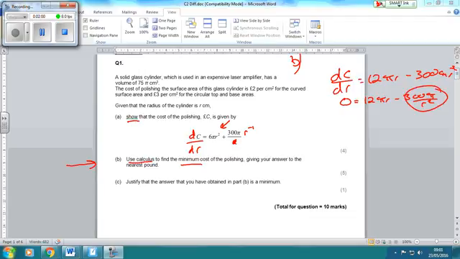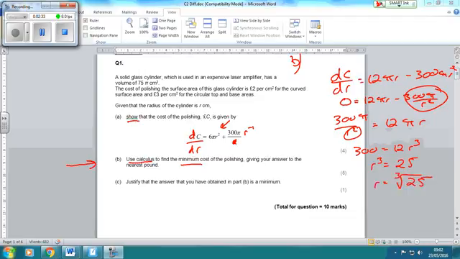So what we're going to do is bring this over to the other side. By doing that we get 300 pi over r squared equals 12 pi r. And then we're going to bring this r squared up to the top and divide both sides by pi. So we get 300 equals 12 r cubed, because r times r squared is r cubed. Divide by 12 and we get 25, so r cubed equals 25. So r equals the cube root of 25.